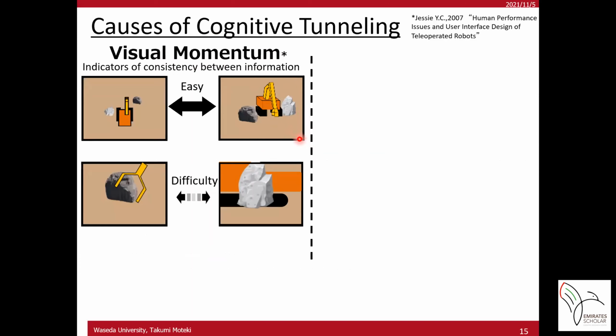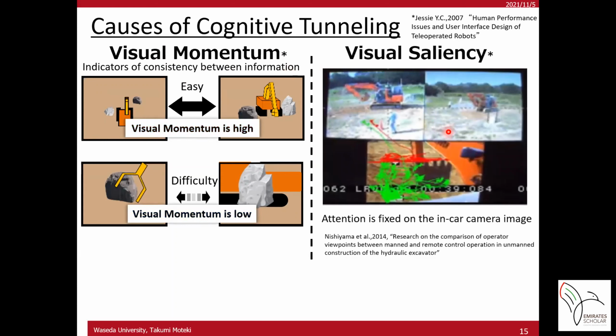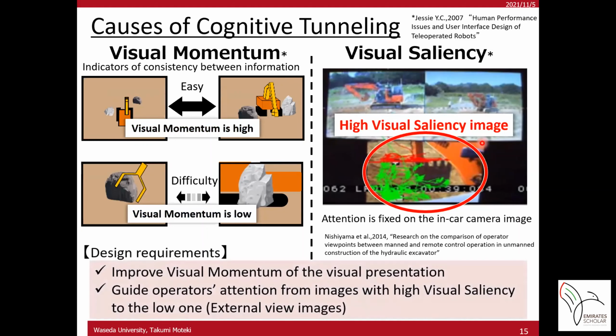Comparing the two images above and the two below, the upper one is easier to understand. So we call the upper one with high visual momentum. Next, images that easily attract people's attention are called images with high visual saliency. So above, we set two design requirements: to improve visual momentum and to guide users' attention from images with high visual saliency to the low one.